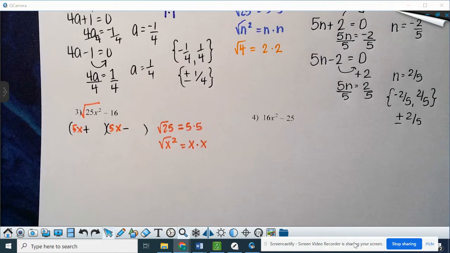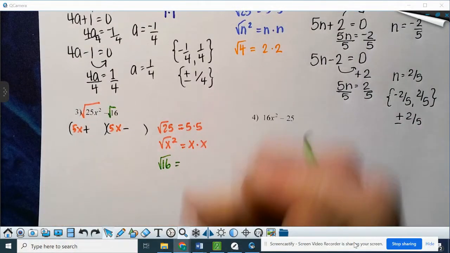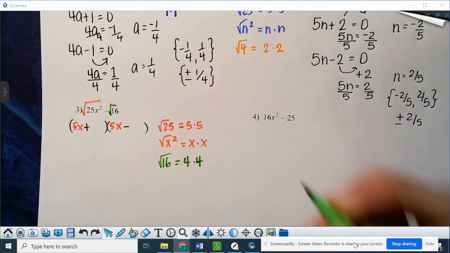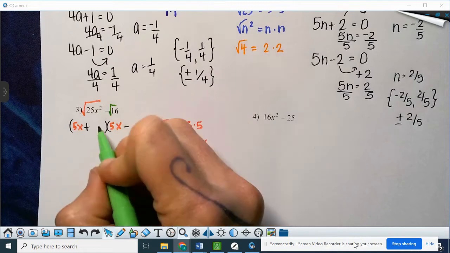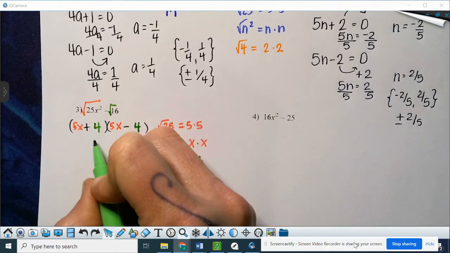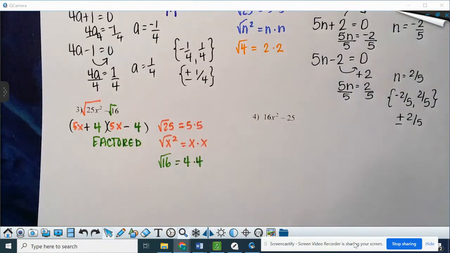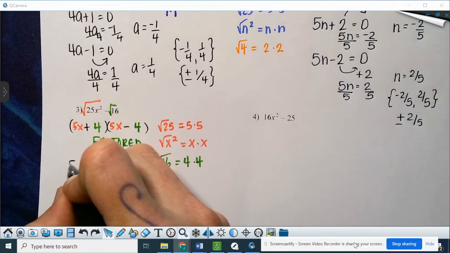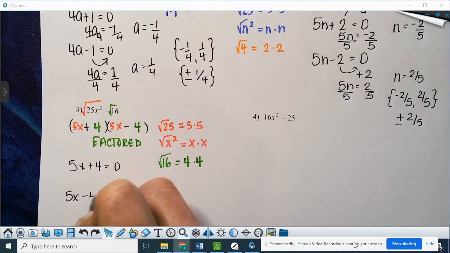We're going to do the same thing for the 16. The square root of 16, remember, is what number times itself will give me 16. So 4 times 4. So times itself 2 times, because that's the square root. So 4 is going to go in the first one, and 4 is going to go in the second one. So at this point, we have factored. But if it says solve, we got to keep going. We're not done if we have to solve. So it's 5x plus 4 equals 0, and 5x minus 4 equals 0.